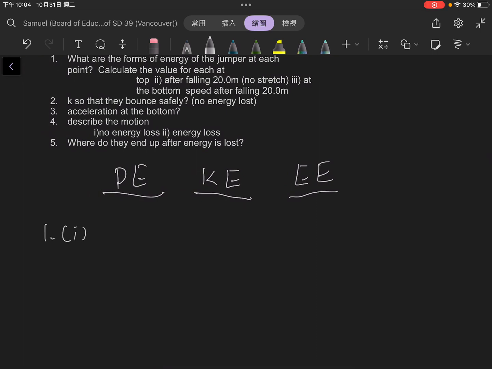So first one's the top. So what happens at the top? So at the top, it hasn't started falling yet, so KE will be 0.